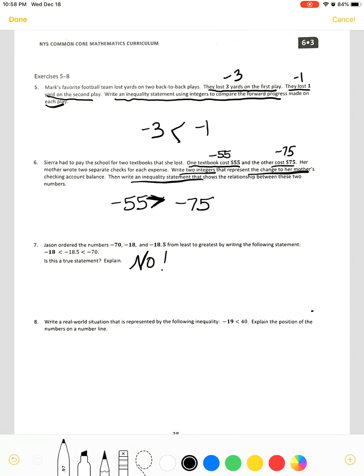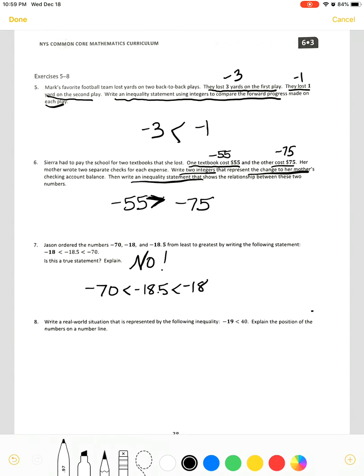Explain. So here, we're going to use a number explanation. Negative 70 is by far the lowest number, right? That would be furthest left. So we would say negative 70 is less than, the next lowest would be negative 18 and 5/10, and then the greatest one of those would be negative 18. So there you have it. Negative 70 is less than negative 18 and 5/10, which is less than negative 18.